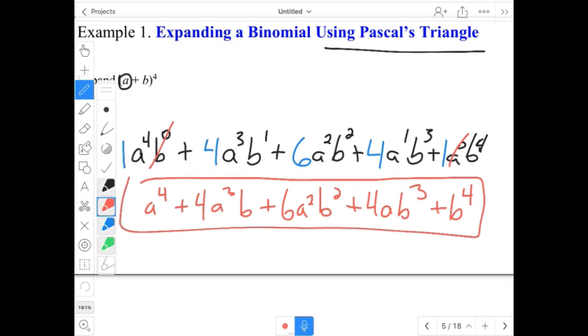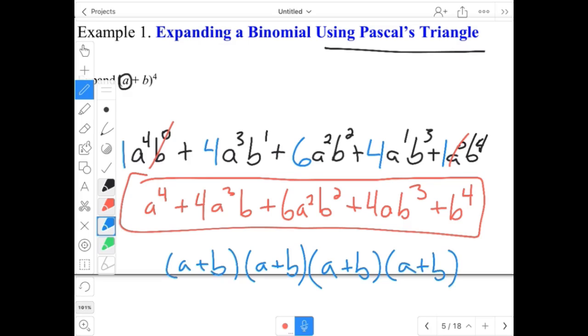Okay, and I figured all of that out just by knowing that pattern from Pascal's triangle. And that's a lot faster than saying a plus b times a plus b times a plus b times a plus b, right? So rather than doing all of this and distributing to each of them, then coming up with an answer there, distributing again, coming up with an answer and distributing to the last binomial, we just have this whole pattern that kind of does it for us.